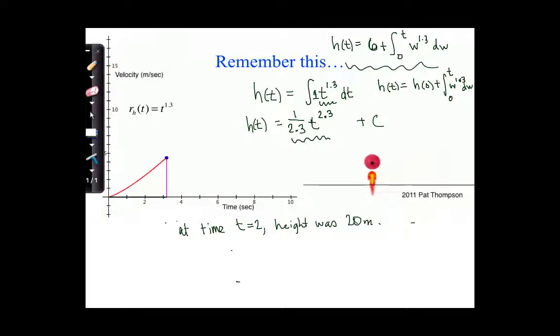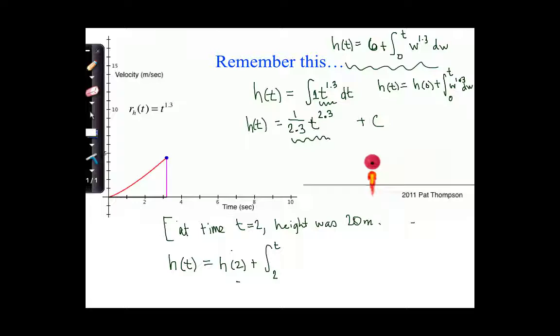Based on this information, it won't have risen 20 meters just based on that rate function. It must have started someplace off the ground, and if we care to figure that out, we can. But if at time t equals 2, the height was 20 meters, I can describe the height function just by knowing that. I can say, oh, well, at time 2, I have a value, and then after that, I can describe how it changed due to my rate of change.